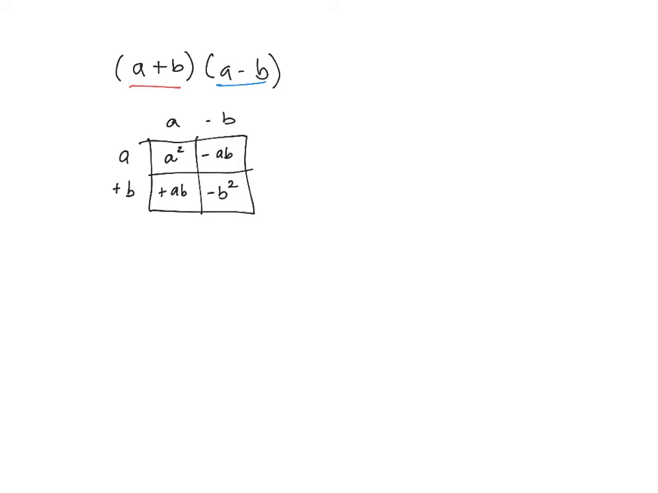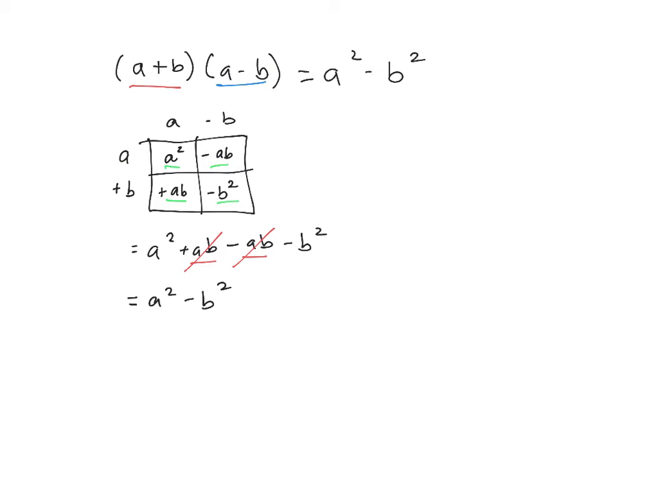So when we go to add up the boxes, I have a squared as my first term. I have a plus ab as my second term, a minus ab as my third term, and I have a minus b squared as my last term. What you're going to notice is that plus ab and minus ab are going to add to 0, or cancel. And I'm just left with a squared minus b squared.